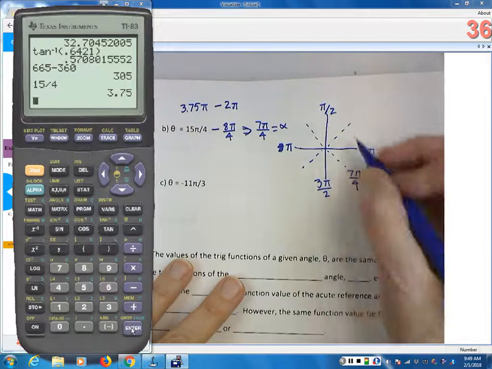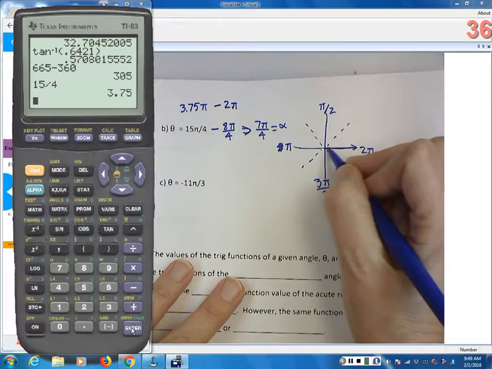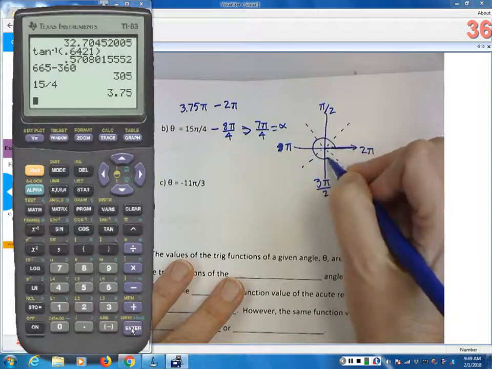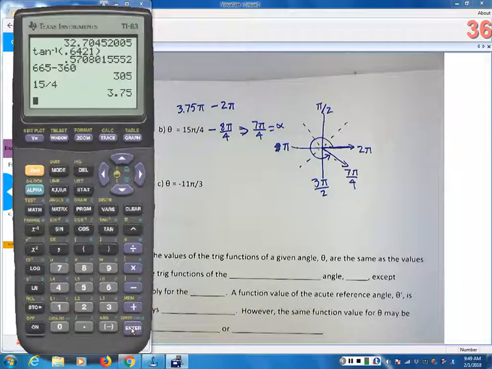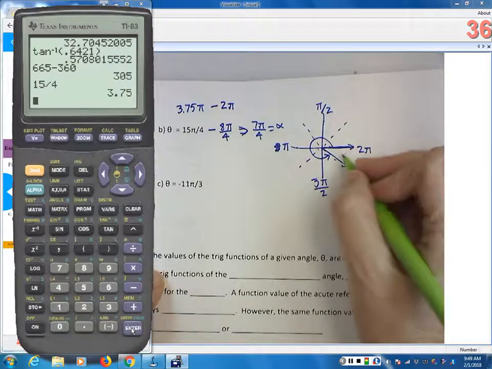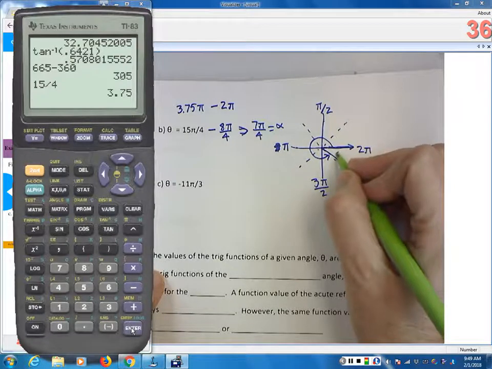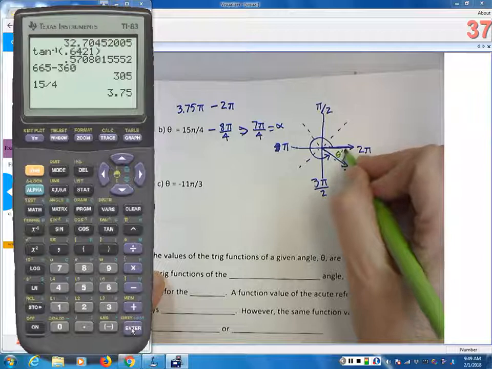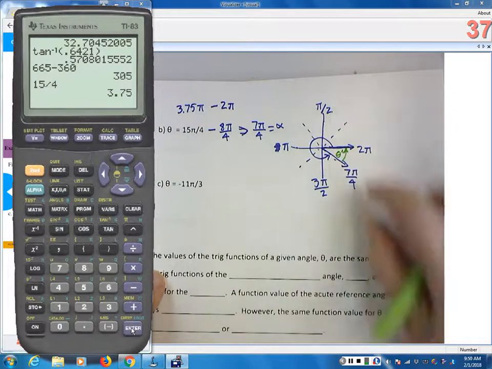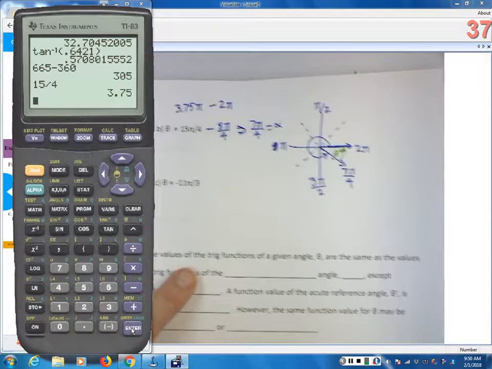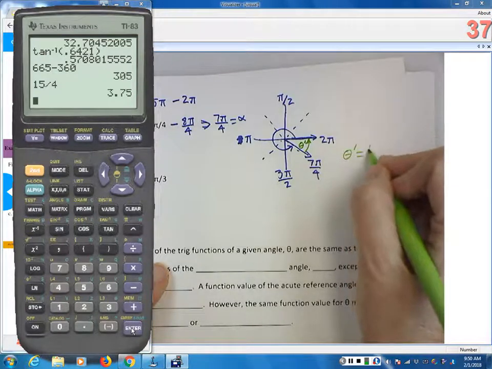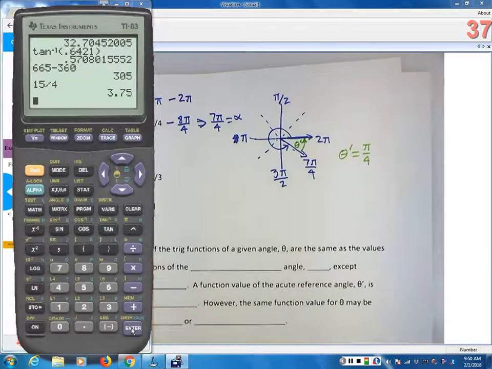Okay? So our alpha is going to go over to here. And so this is our theta prime, our reference angle, and it's always with the x-axis. So we just did pi over 4. Theta prime from the picture is pi over 4. If you want to take 2 pi and subtract 7 pi over 4, you can. But that's our reference angle.